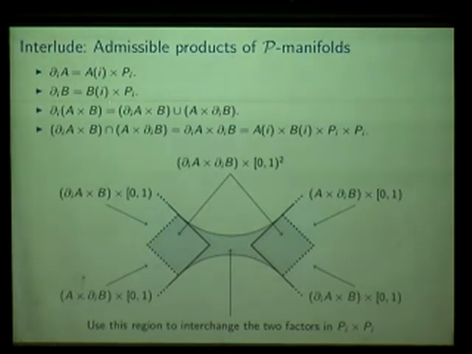This is AI cross PI, BI cross PI. And now we would like to define the ith boundary component of A cross B, which is, of course, the union of these two parts. And now let's look at the intersection of these two, where these two are glued. We see the product of the two boundary parts, and this is AI cross BI cross PI cross PI, two copies of PI.